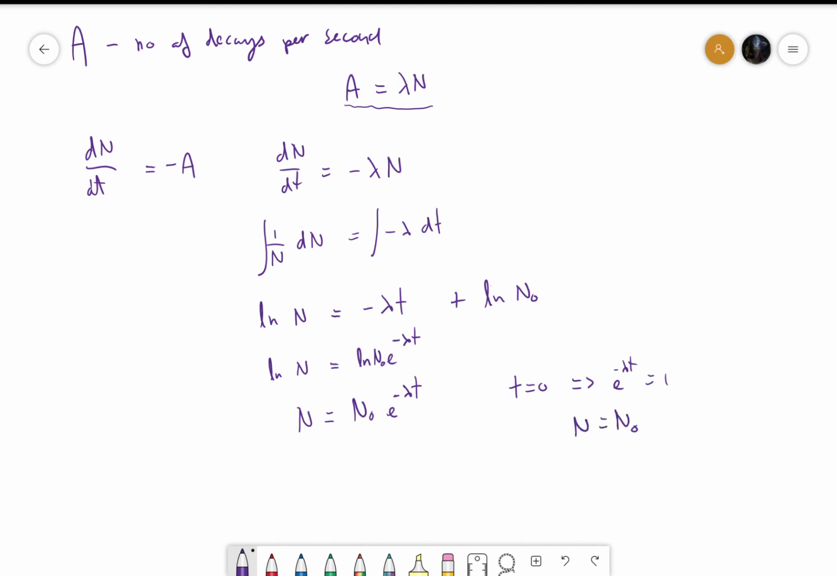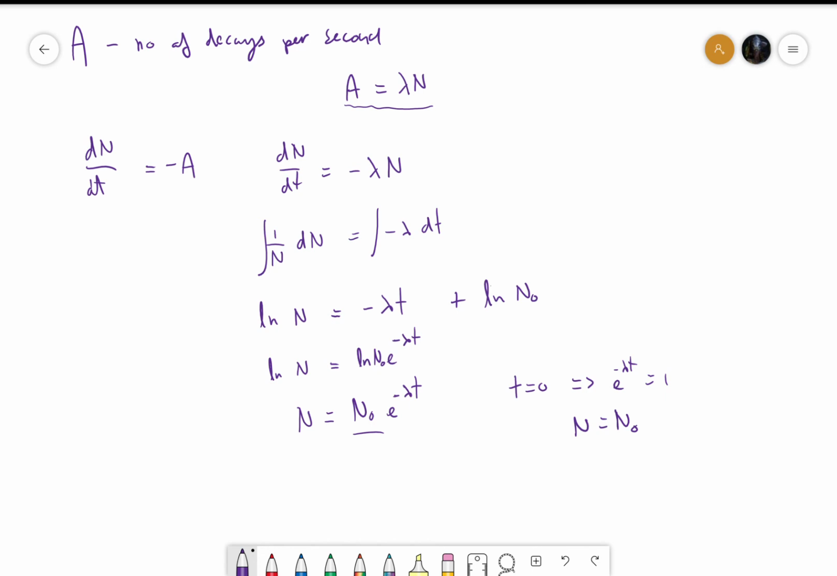So what does N naught represent? N naught simply represents the number of radioactive atoms in the sample when we started timing. The number that we started with when t was equal to 0. My original number of atoms, if you like.